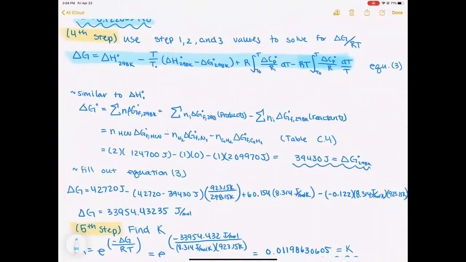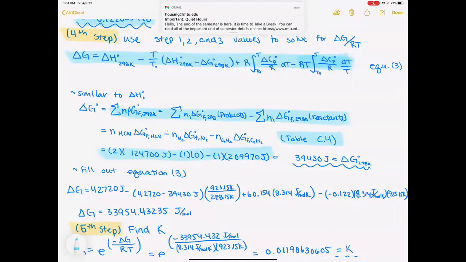And then our fourth step is to finally figure out what G is, or delta G. Initially we need to do what we did for the delta H standard, for the delta G standard. So this is, again, just the same type of equation in the same table, C.4, and you just plug and chug to get delta G standard is 39,430 joules.